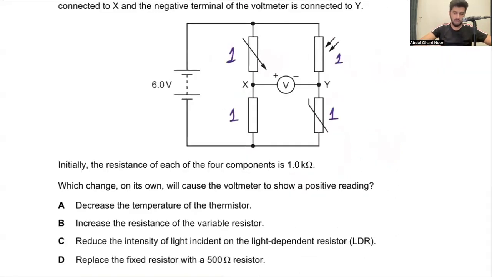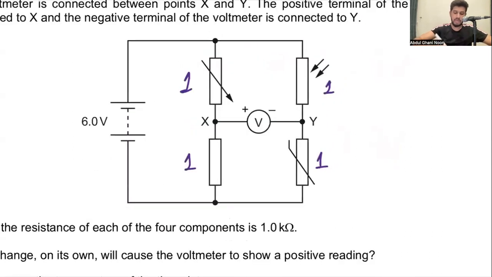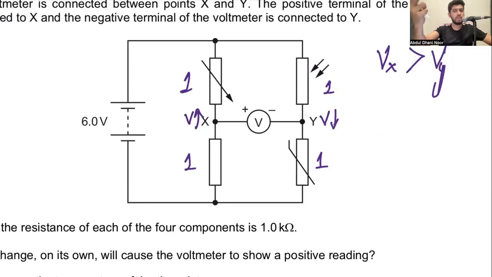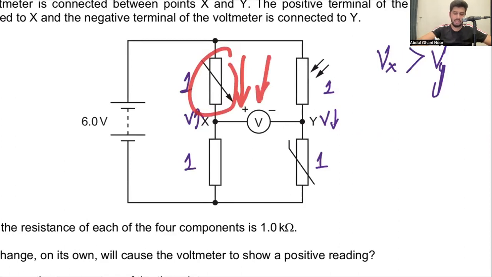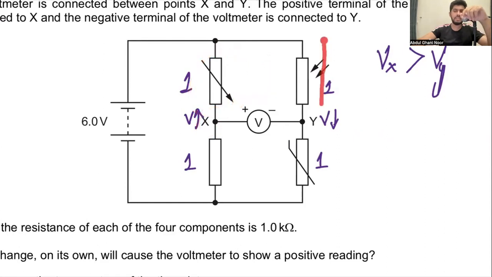Now, what do we want? We want a change that will cause the voltmeter to show a positive reading. Voltmeter showing a positive reading means that the voltage here should be greater than the voltage here. Voltage at X should be greater than the voltage at Y. The potential at X should be greater than the potential at Y. ये दो तरीकों से हो सकता है. क्या तरीका है कि हम या तो इस वाले की रेजिस्टेंस कम कर दें तो इस पे ड्रॉप भी कम हो जाएगा, यहां पर ज्यादा वोल्टेज बाकी रह जाएगा. या हम क्या करें, हम इसकी रेजिस्टेंस बढ़ा दें.